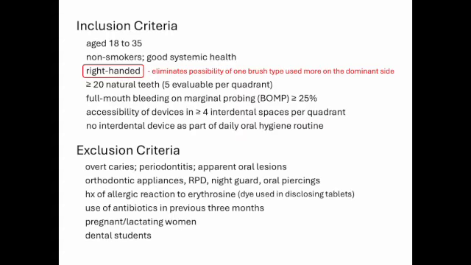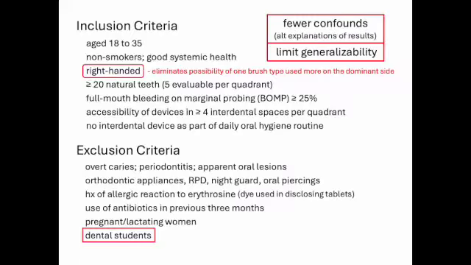Exclusion criteria, I wanted to put these all on one slide. There's a lot of inclusion and exclusion criteria. Notice down at the bottom, no dental students, you know too much. You're probably too astute. You do know too much about dental health. Inclusion criteria and exclusion criteria are two sides of the same coin. If inclusion is 18 to 35, outside of that age range is an exclusion criterion. This reduces the number of confounds.